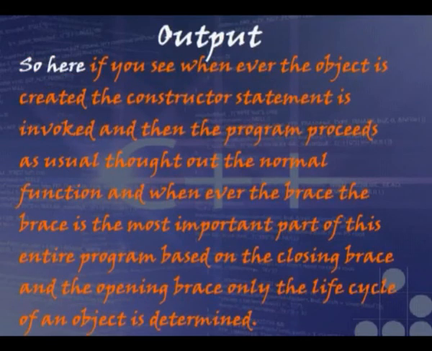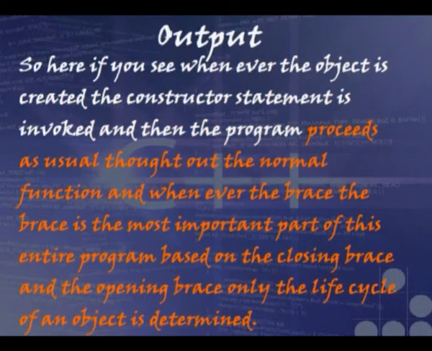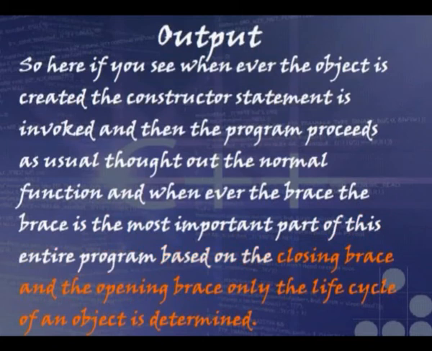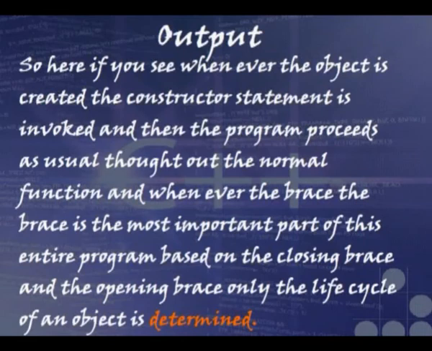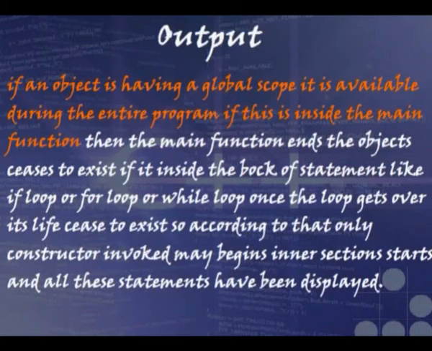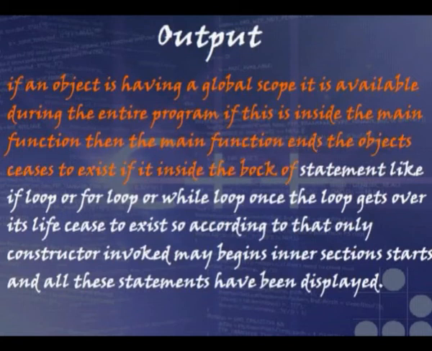Here, whenever an object is created, the constructor statement is invoked and then the program proceeds as usual through the normal function. The braces are the most important part of this entire program. Based on the closing brace and the opening brace, the life cycle of an object is determined. If an object has global scope, it is available during the entire program. If it is inside the main function, when the main function ends, the object ceases to exist. If it is inside a block of statements like an if, for or while loop, once the loop is over, its life ceases to exist.